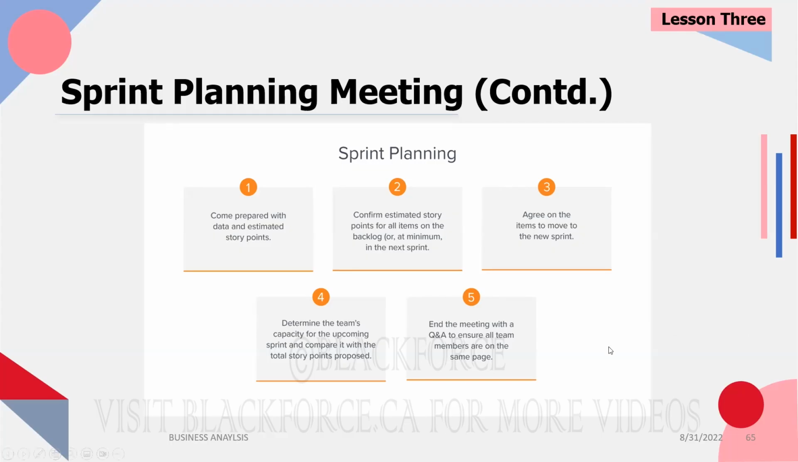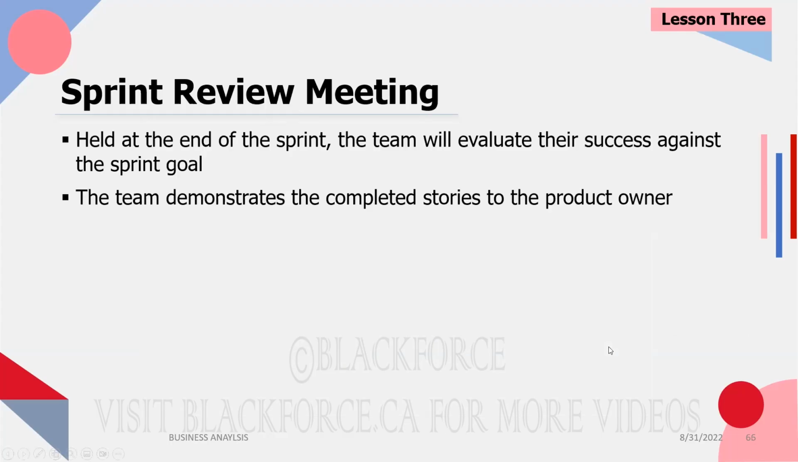I'll go over 1 or 2 more slides and we'll go into question and answers. Sprint review meeting. The sprint review meeting is held at the end of the sprint, and that is where the team will evaluate their success against the sprint goal. So first we talked about sprint planning meeting. It happens before the sprint begins. However, after the sprint ends, we have a sprint review meeting where we look back and say, oh, this was our goal. Did we achieve it?